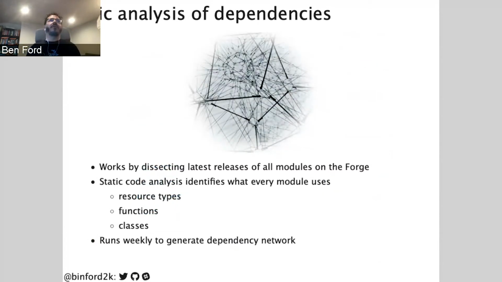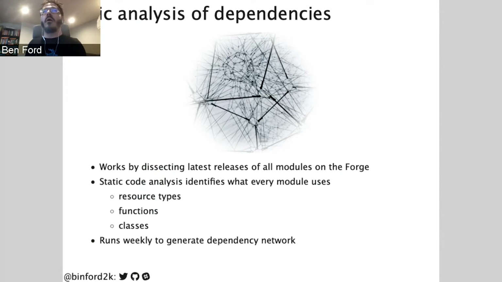The way that it works is basically static analysis of the source code. It downloads modules from the Forge, and it just sort of dissects them into all of its little parts and identifies what that module uses. So it'll identify what resource types might be declared. It identifies what functions will run, what classes it uses, etc. And it's not something that works on runtime. It just looks at the code itself. So it's all possible things that this code might declare.